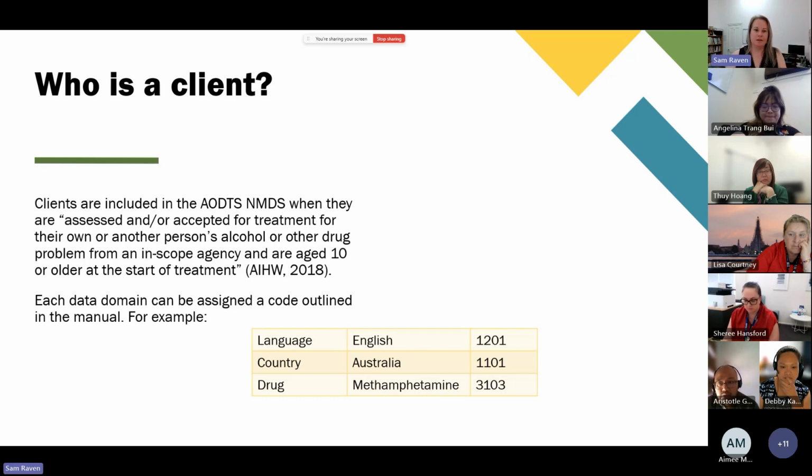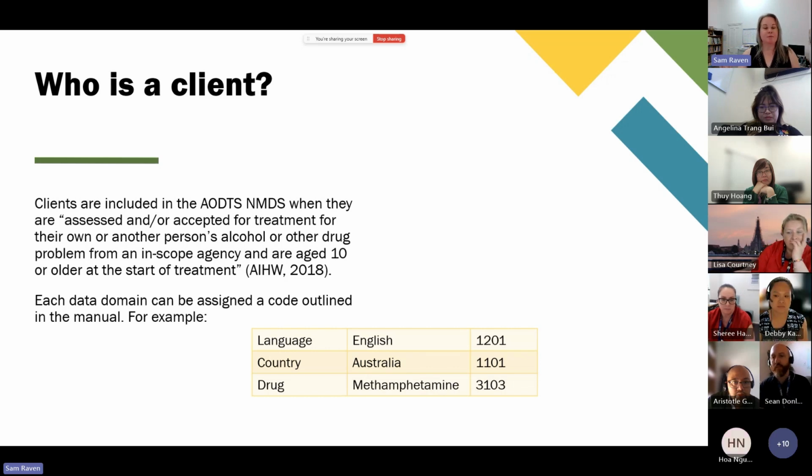So just to say that everything's assigned a code, your service may have ways of managing that. So you might have a system that when you're inputting data, there's just a drop down and you choose English or you choose Australia, and you don't need to know what each of those codes are. But occasionally we come across a client from a place we haven't seen before, or who uses a language that we might not have come across, and I'll show you how to access those codes in those unique situations.